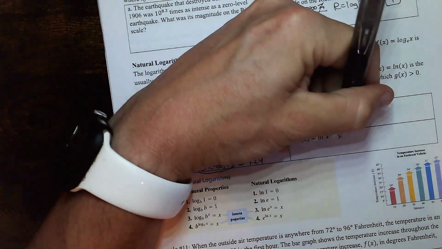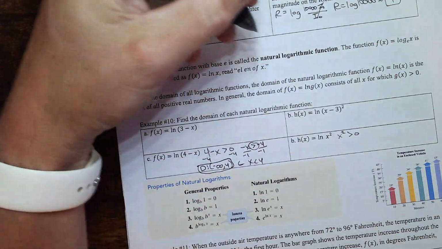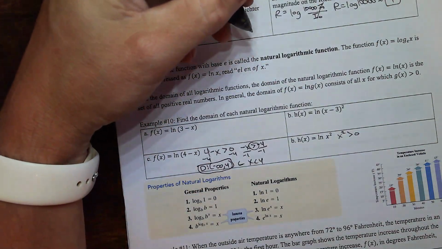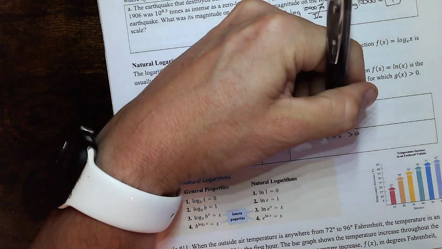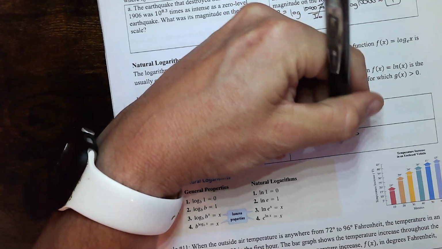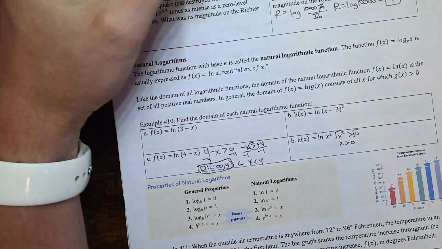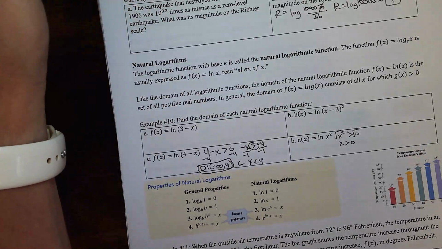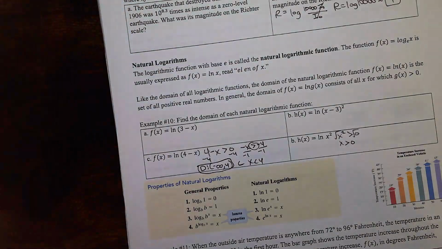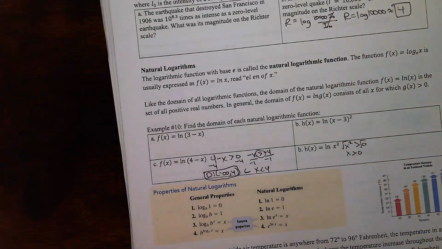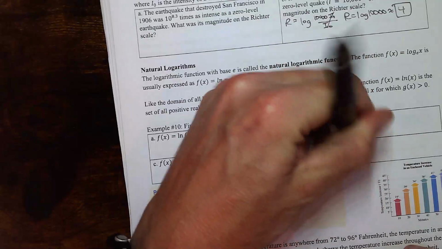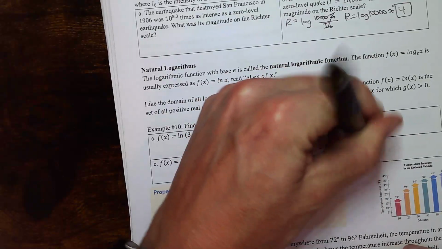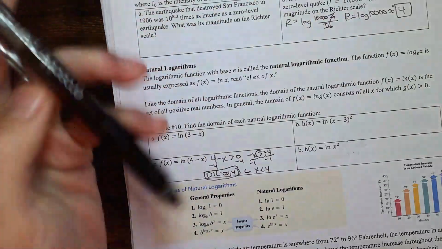On B, I need to set x squared greater than 0. Okay? So x squared greater than 0. So on this one, okay, square root, x has got to be greater than 0. Now, on this one, though, it's a little different because it's a squared. Okay, let me explain why. I actually did that wrong here, because on a squared, I caught myself.